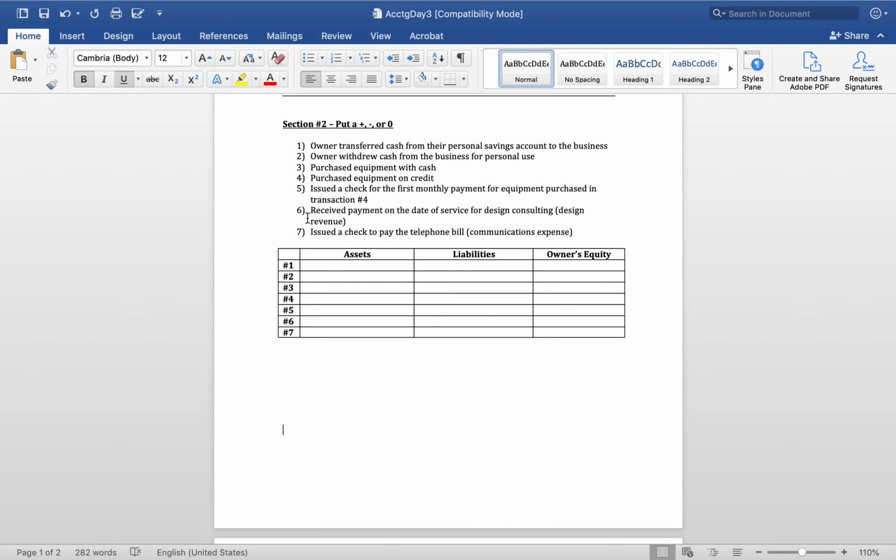Number 4, purchased equipment on credit. What did we gain? Equipment. Plus for assets. What did we lose? We didn't pay any cash. We bought it on credit. So that's going to increase our liabilities. That's our debt. So we are plus 0.